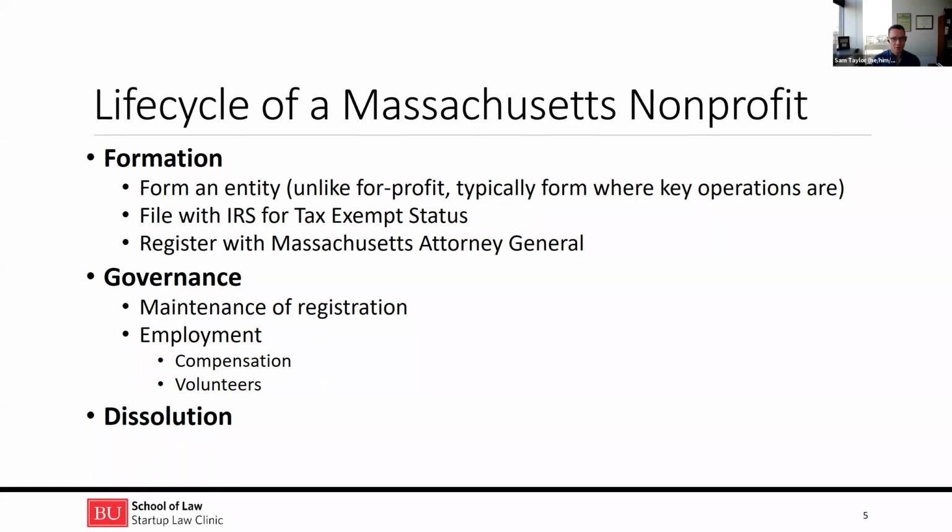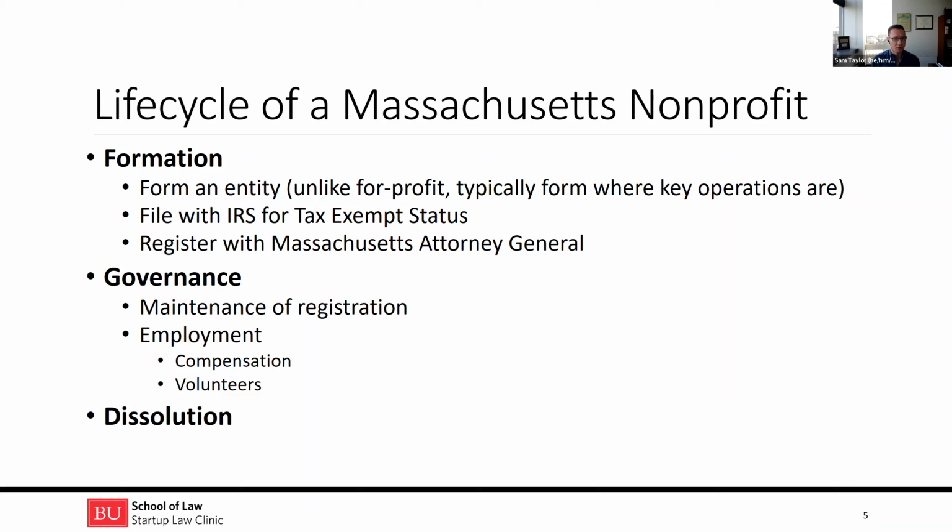So one thing to keep in mind is that you may have heard that with a for-profit corporation, or even an LLC, limited liability company, people frequently form their company in Delaware. That is not a standard thing for nonprofits. With for-profit companies, they form in Delaware a lot because investors like that, and they have a very highly developed corporate law. But with a nonprofit, usually it's formed in the state where the key operations are. So for our clients based here in Massachusetts, we're usually forming Massachusetts nonprofits.